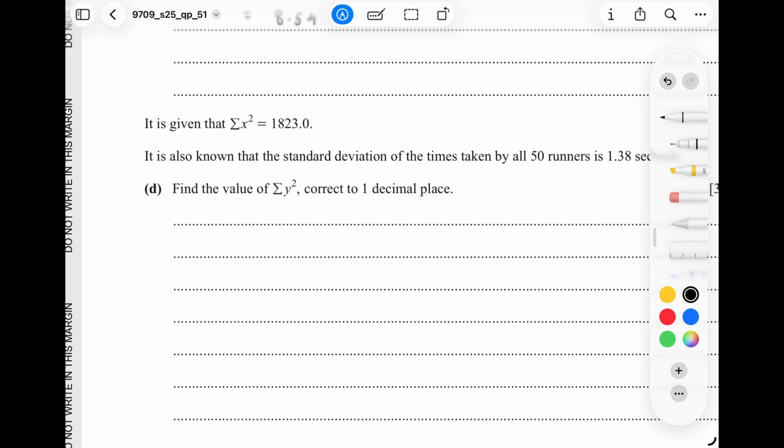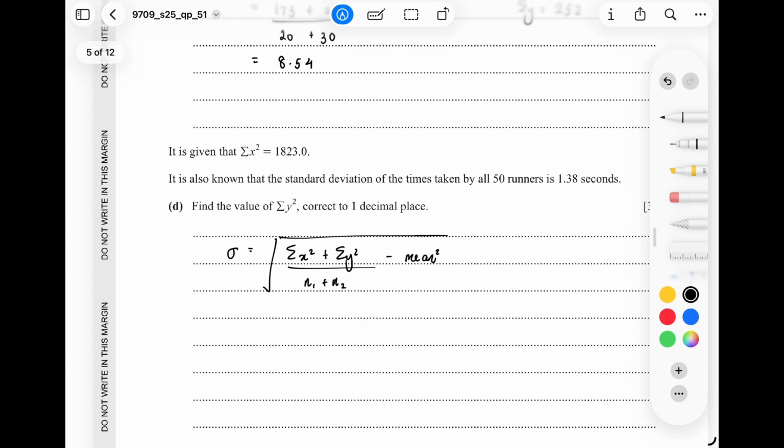MF19. Yeah, so standard deviation is, this is like the formula. Standard deviation is equal to square root of sum of x squared plus sum of y squared all over n1 plus n2, and you're going to subtract it from mean squared. And you already found the mean in the previous question, so it makes life easier.